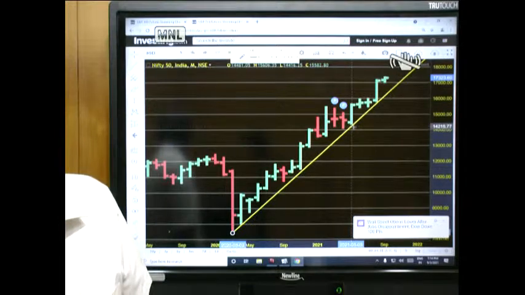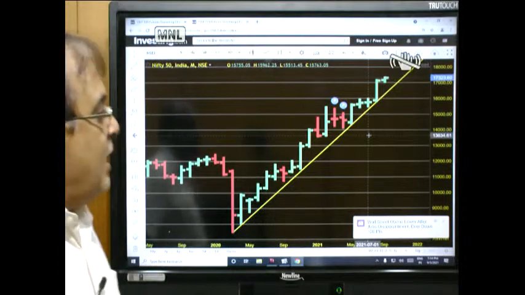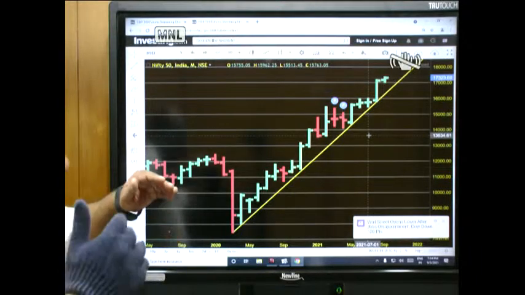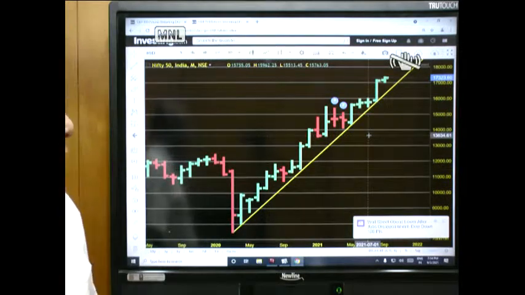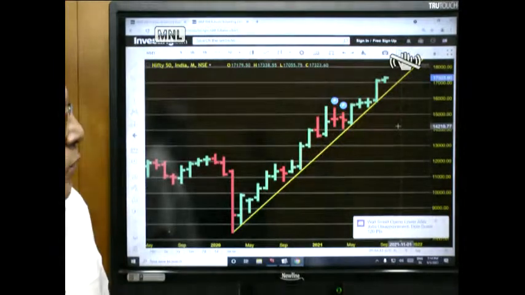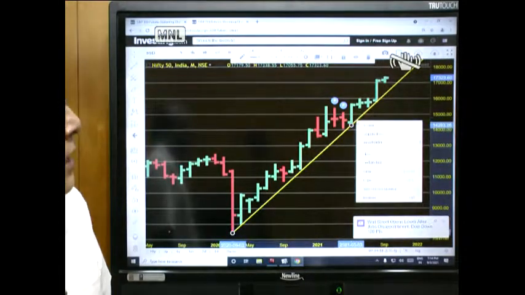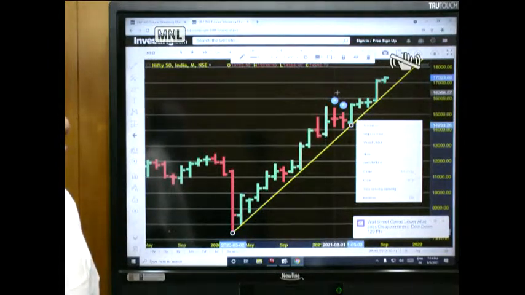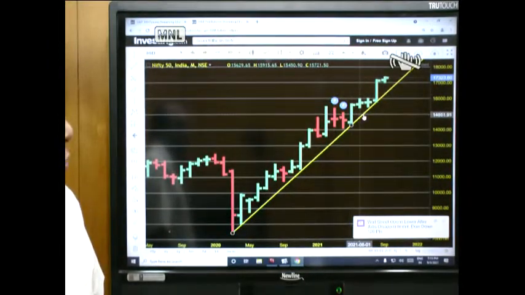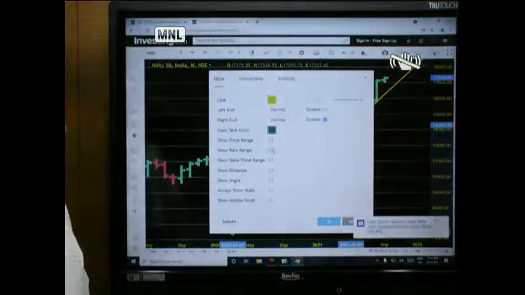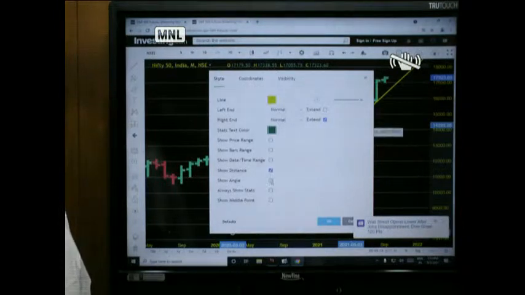See this line, right? This is the line below which Nifty has not come at all. So let's look at the difference in this line between one point and another point, which is what we call the slope. If you want, we can go to the settings and do all those things, but I don't want to literally show distance. Now we have an angle, okay, and show bars range.